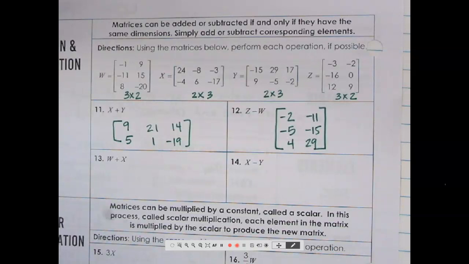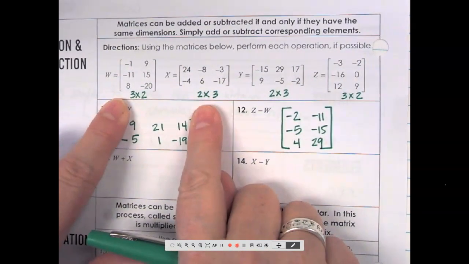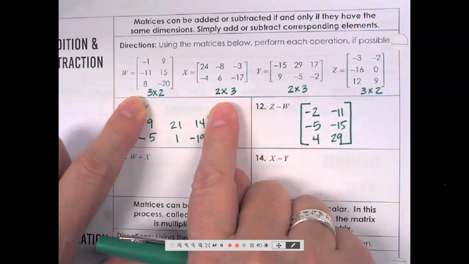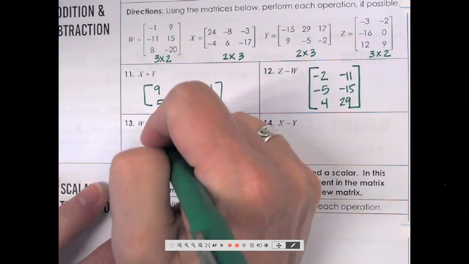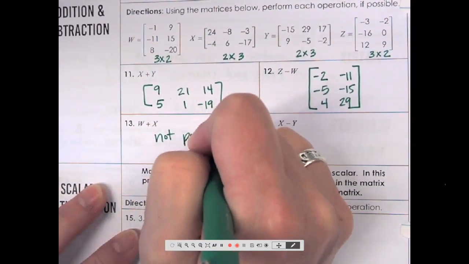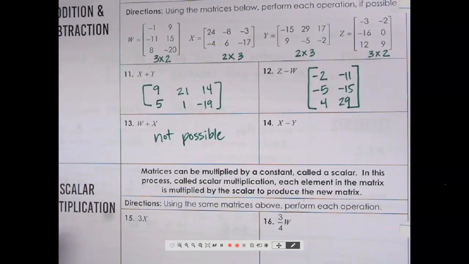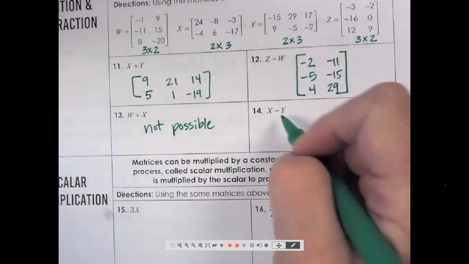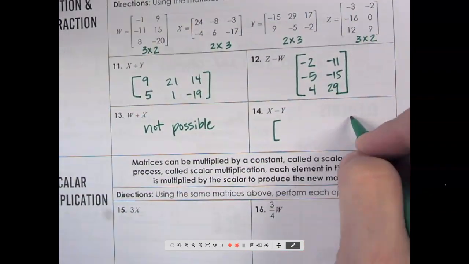What about w plus x? Can't do it. The dimensions don't match, so I can't add them. So we say not possible. Okay, x minus y. All right, you do that one and then we'll check it. That one can be done. The answer will be a 2 by 3.